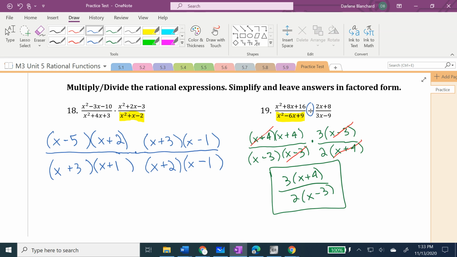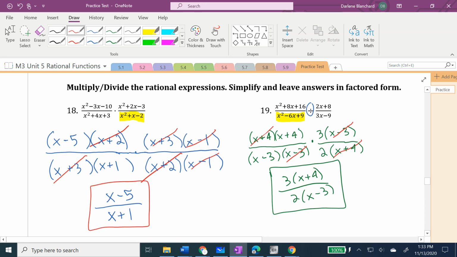And let's look at who's out of here. I see x plus 3s. I see x minus 1s. Ooh, there's more! Yay! We got to get rid of a lot of stuff there. Sometimes there's a lot to get rid of, sometimes there isn't. I'm left with x minus 5 for the numerator and x plus 1 for the denominator, and then that is simplified.